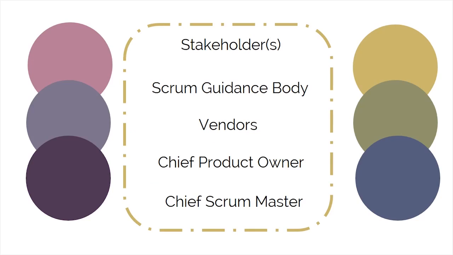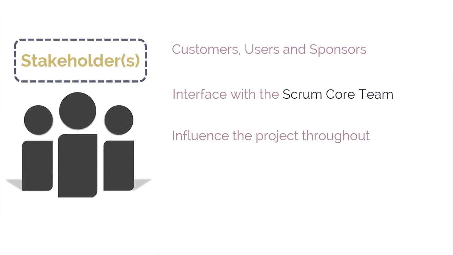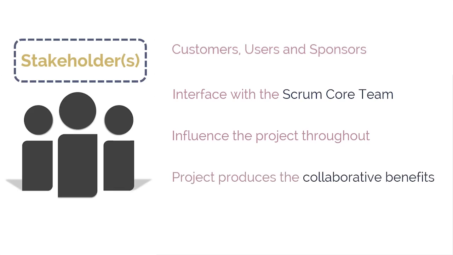Stakeholders, the Scrum guidance body, vendors, the chief product owner, and the chief Scrum Master. Let's meet these people one by one. The first role is the stakeholder or stakeholders. This is a collective term that includes customers, users, and sponsors. They frequently communicate with the Scrum core team and influence the project throughout the project's development. Most importantly, it is for the stakeholders that the project produces the collaborative benefits.